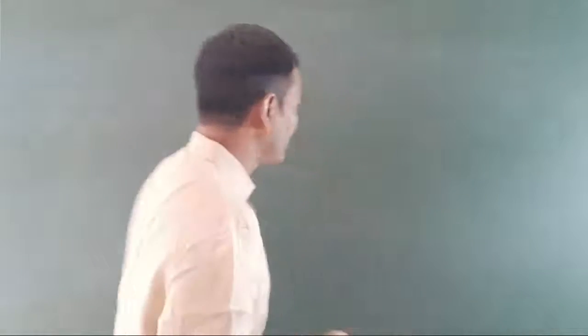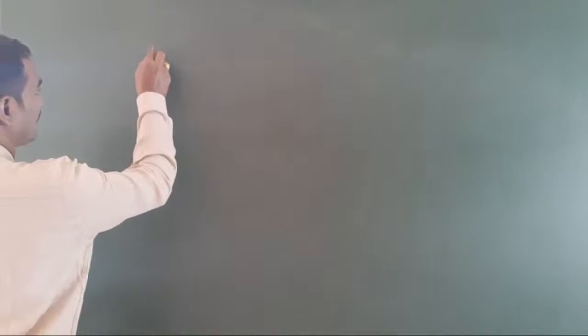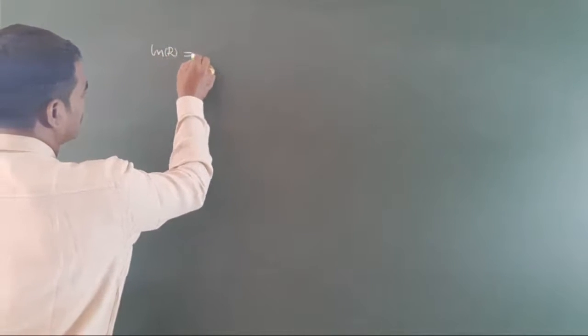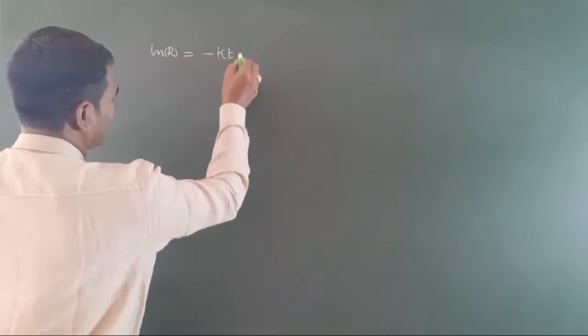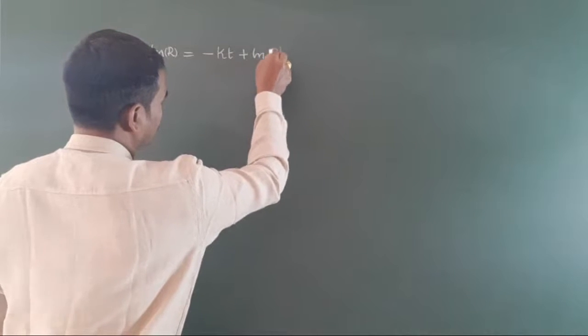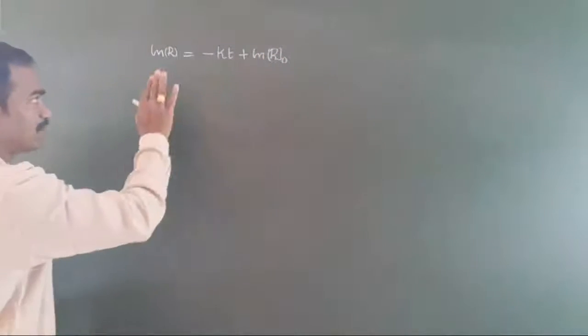Today we are going to start the remaining concept in first order reaction. We continue the discussion. In the last class we stopped at ln R is equal to minus kT plus ln R naught, where R naught is the initial concentration. So we stopped up to here.